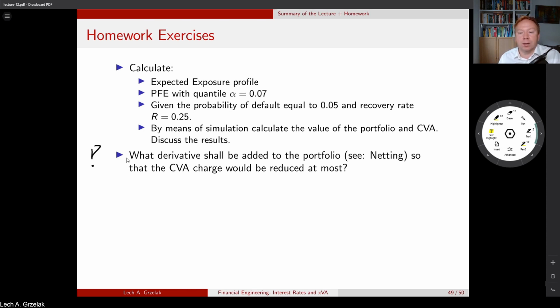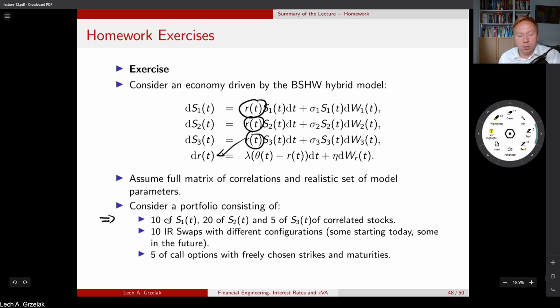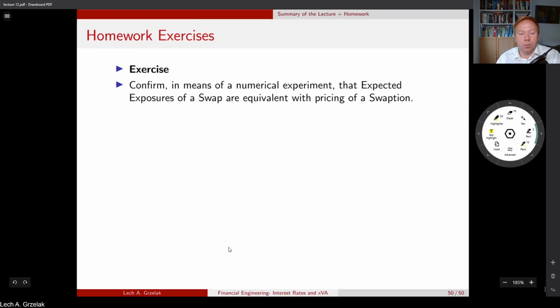So we have to look as a risk manager at what the risk profiles of our portfolio are and how to reduce them, what kind of derivative to add, such that this reduction will be the most efficient. And also don't just try to do the opposite, so minus 10 stocks, minus 20 stocks, and minus 5 stocks. That is not the idea here. You would like to hedge your position using as few additional positions as possible.